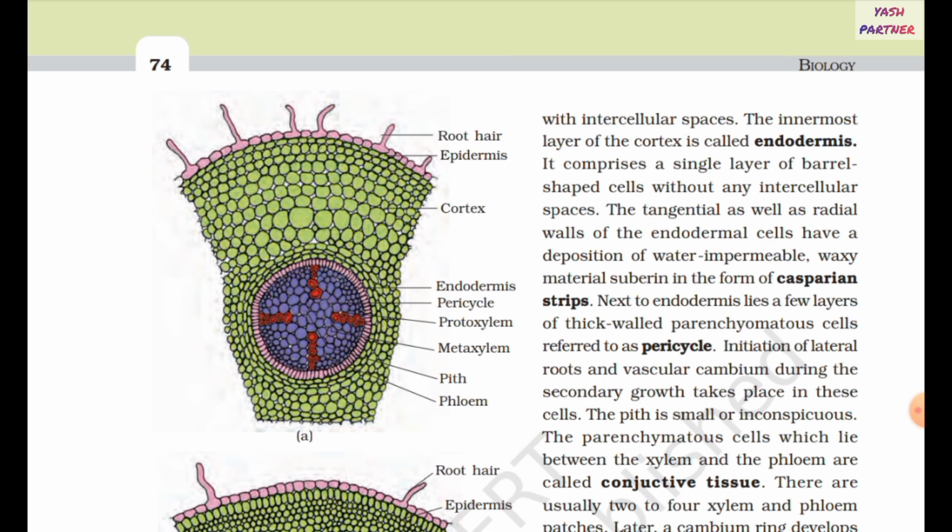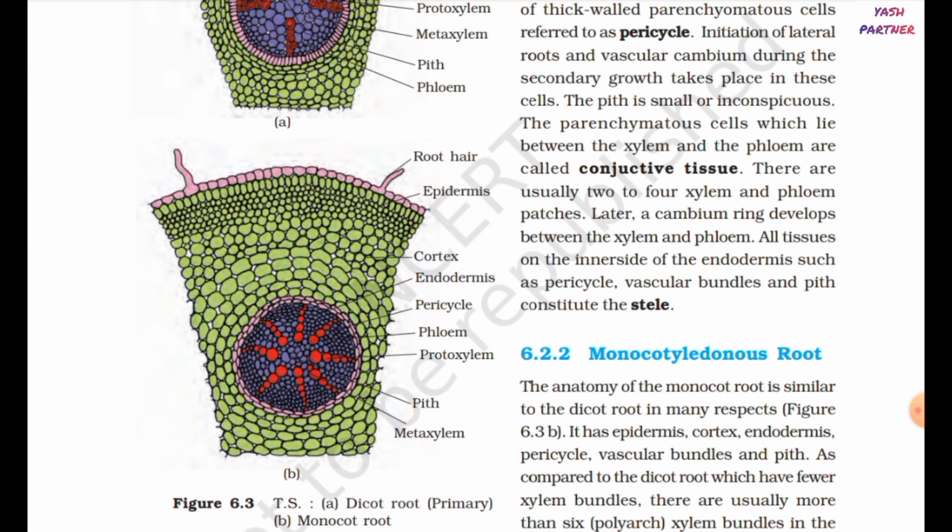Next to endodermis lie a few layers of thick-walled parenchymatous cells referred to as pericycle. Initiation of lateral roots and vascular cambium during the secondary growth takes place in these cells. The pith is small or inconspicuous. The parenchymatous cells which lie between the xylem and the phloem are called conjunctive tissue. There are usually 2 to 4 xylem and phloem patches. Later, a cambium ring develops between the xylem and phloem. All tissues on the inner side of the endodermis, such as pericycle, vascular bundles and pith, constitute the stele.